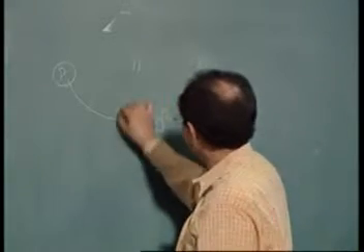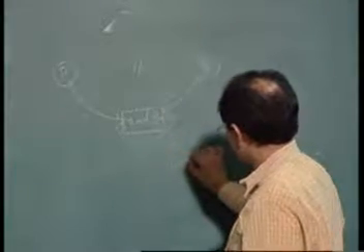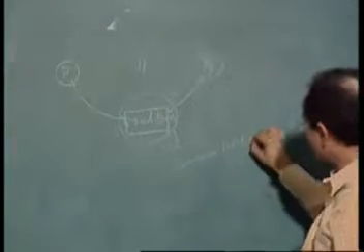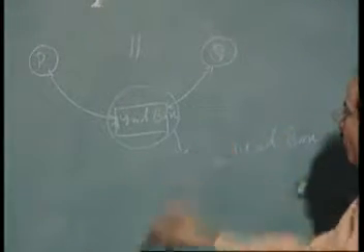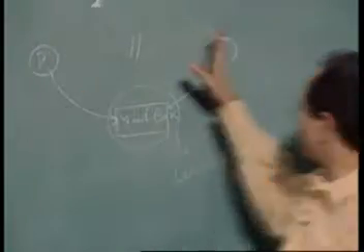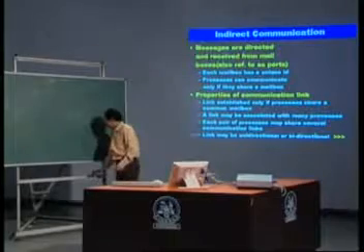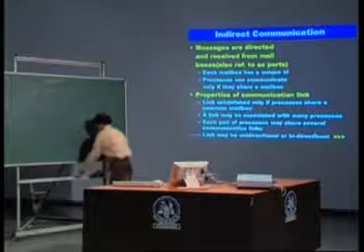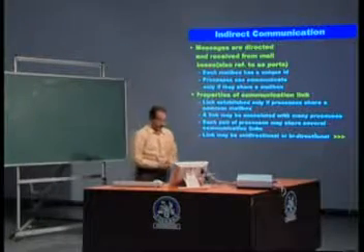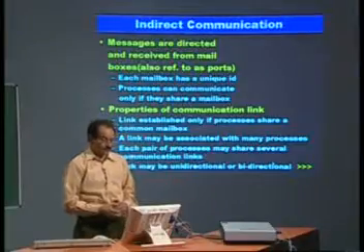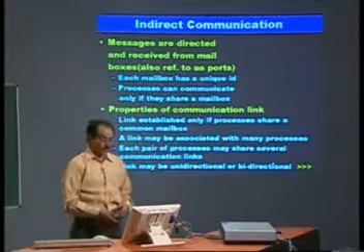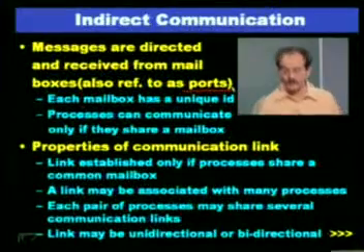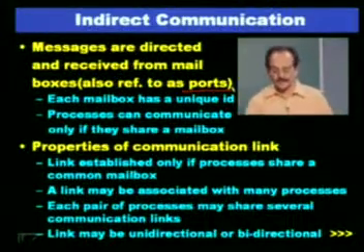So, this is what we call a common mailbox. This is a common mailbox which exists between these two processes P and Q here. Now, how are these sort of links established? As I said, messages are directed to and received from the mailbox. Sometimes in terms of the languages or the hardware, we also refer to them as ports. Some sort of communication ports are there through which these messages are sent.